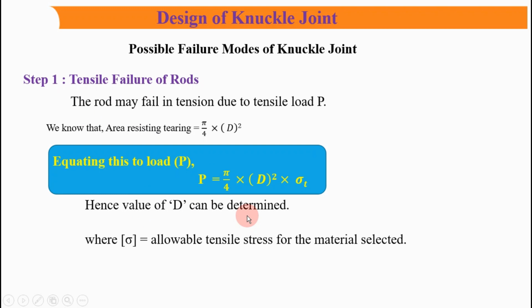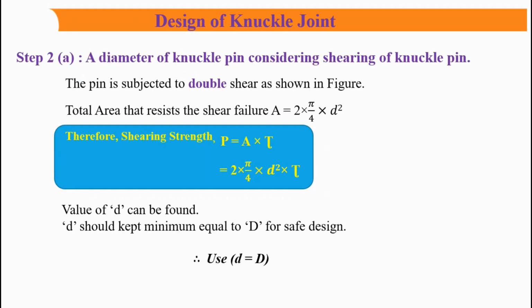Now jump to step number 2. See guys, there are some more categories in step number 2; this is step number 2A. Please see what step 2A tells us: the diameter of knuckle pin considering shearing of knuckle pin. As we have seen in the previous video, the knuckle pin is subjected to shear as well as crushing failure, so we need to find the diameter of the knuckle pin by considering shearing failure.